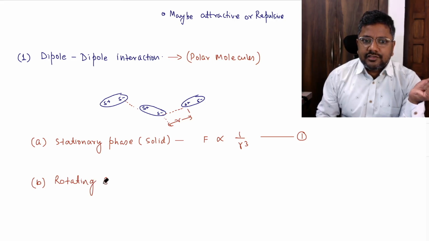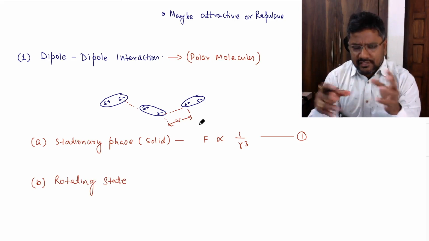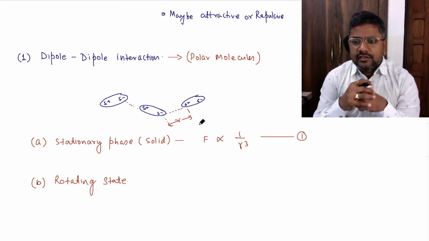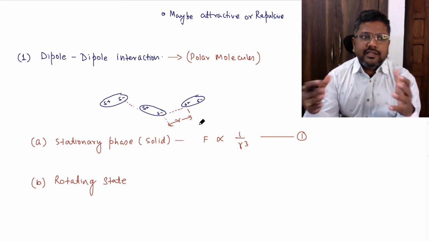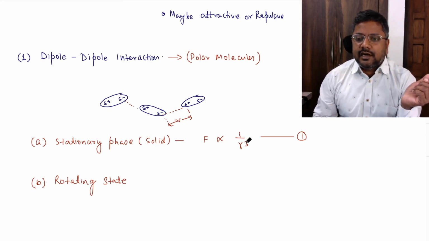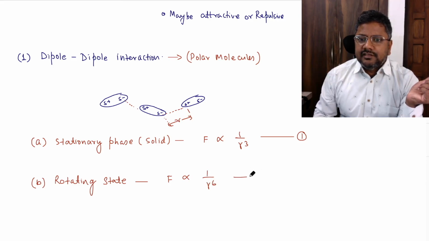Rotating state. Obviously, in gaseous phase, molecules are always in random motion. So when they are in this rotating state, means when they are in moving state, then this force of attraction is not this 1 by r cube. In this situation, the force of attraction varies with 1 by r to the power 6. So these are some important points.